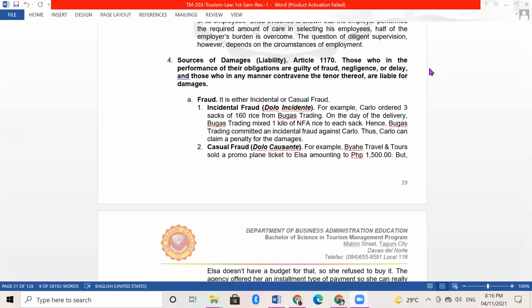So number 4, source of damage liability or Article 1170. A, fraud. It is either incidental or casual fraud. Number 1, incidental fraud or dolo incidente.